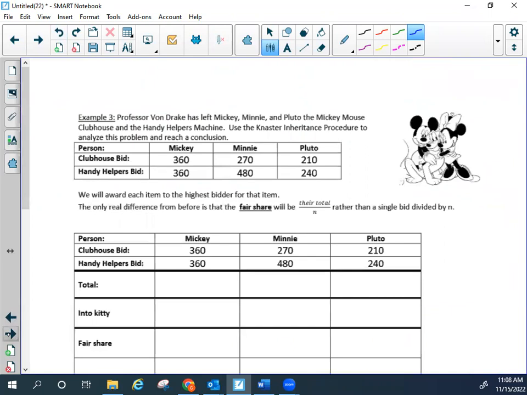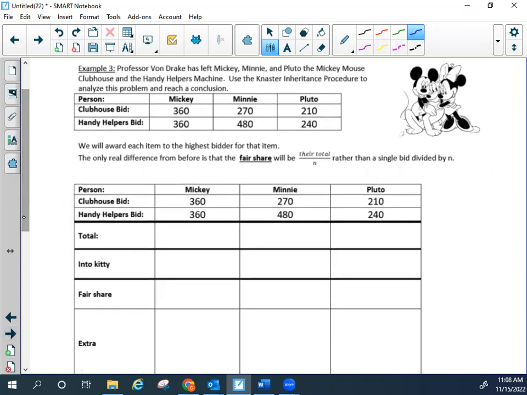Okay, let's make this one step harder, and we'll do 3 examples of this. Now, instead of one item up for bids, there's 2 or more. So we have Mickey Mouse, 2 items from the Mickey Mouse Club up for bids. The total column right here is the total amount that they bid over all of the items. So in total, Mickey bid $720, 360 plus 360. Mickey bid $750, and Pluto bid $450.